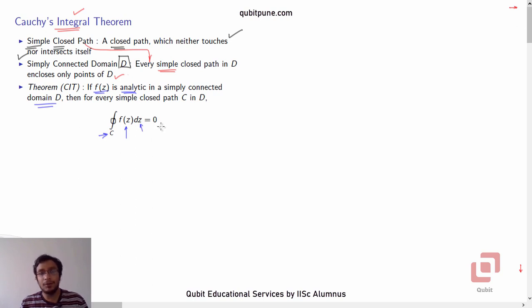And I would like to highlight that this is a closed curve. So if you are saying that I have a path like this and I'm going to apply the Cauchy's integral theorem, you cannot apply. The reason why you cannot apply the Cauchy's integral theorem for this path is because this is not a closed path.